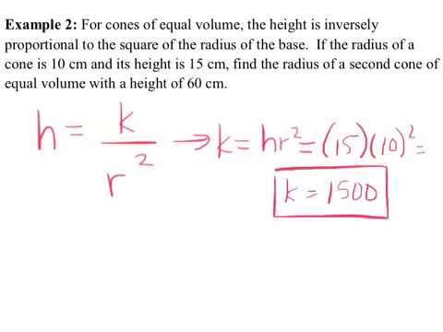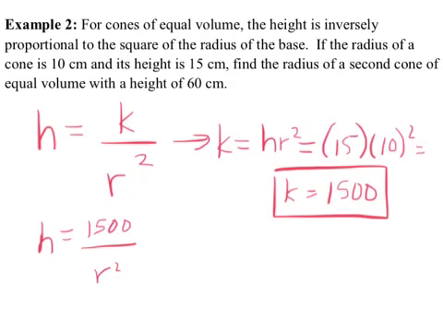Now, remember, once you get the k value, you have to plug it back into the general form. So we again say h equals 1500 over r squared. Now look at the next part of the problem. It says find the radius of the second cone, so find this r value of equal volume, with a height of 60. So h is going to be 60, and we need to find what r is.